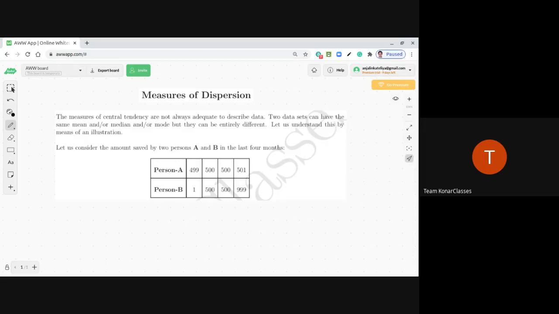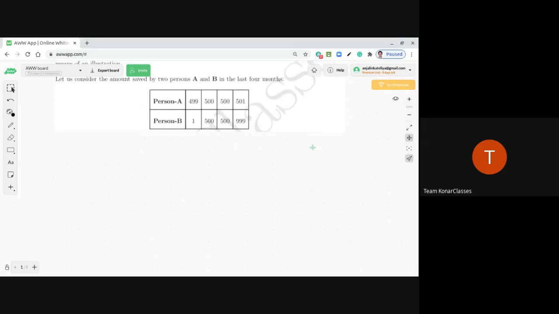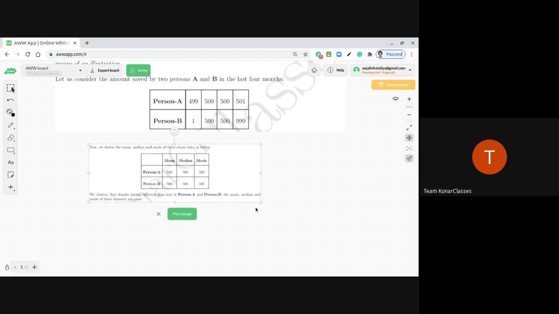Now, if you just focus on the measures of central tendency, you will find a very interesting thing: the mean, median and mode of these two data sets for person A and person B are the same. You can compute them, as you know how to compute the mean, median and mode. What we get is that the mean, median and mode for these two persons are exactly the same, and equal to 500.